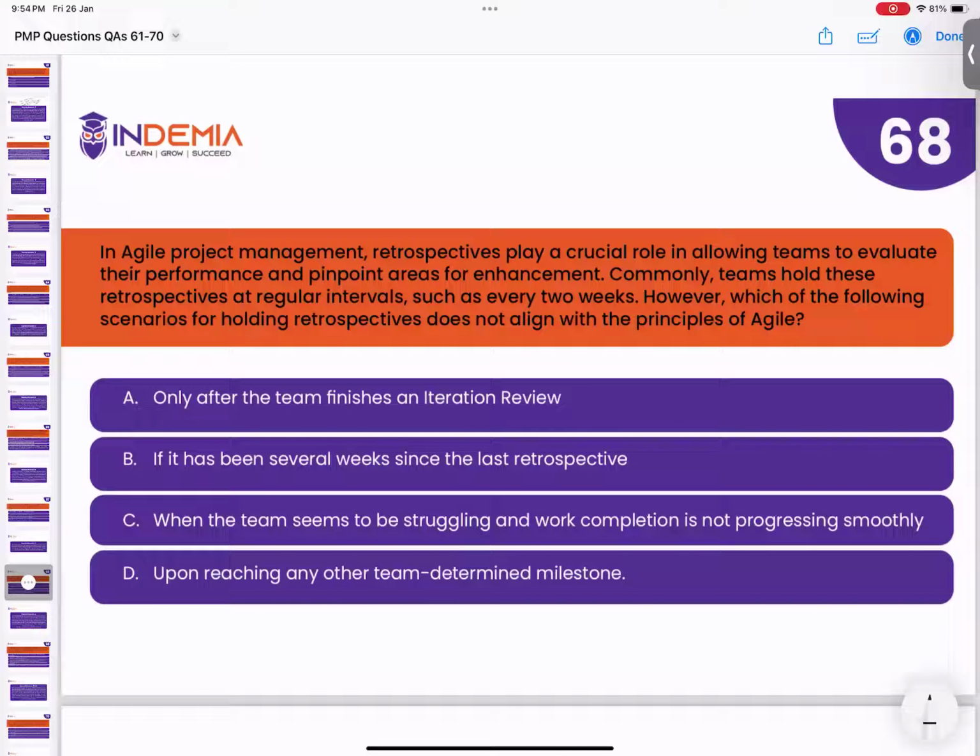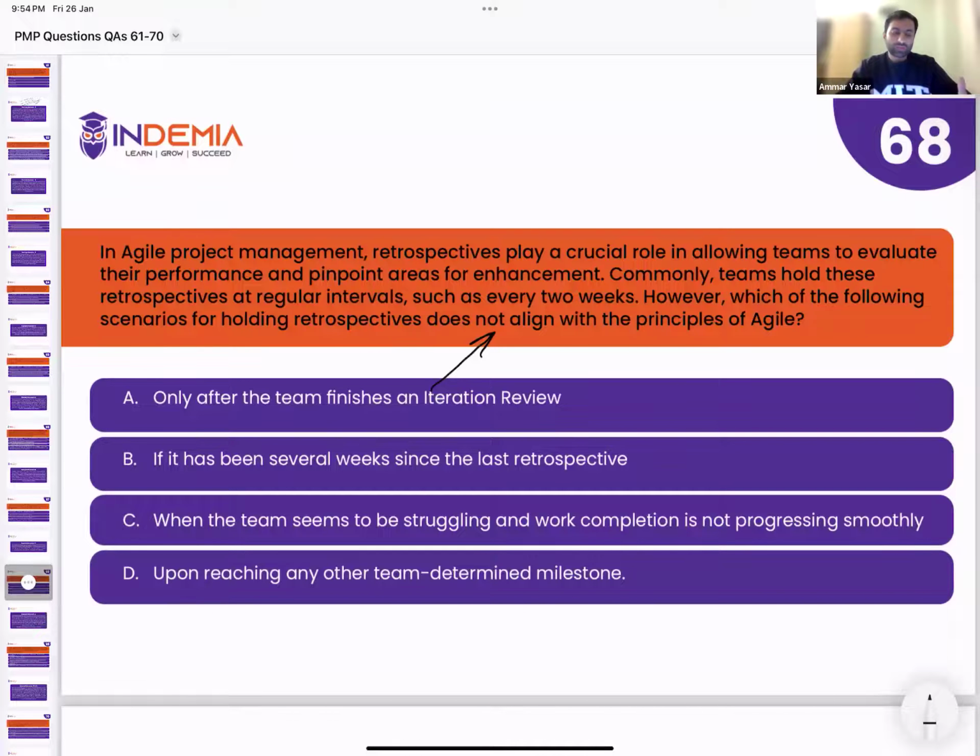Oh. Not aligned? Okay. Yeah. Okay, right. So let's read the answer. You need to find out something that is not aligned with Agile.